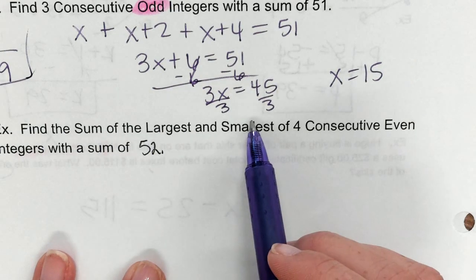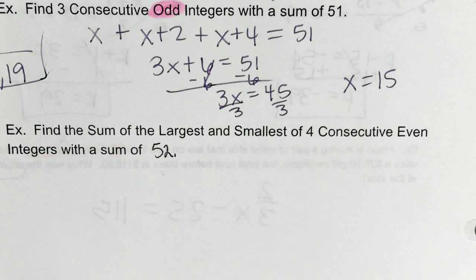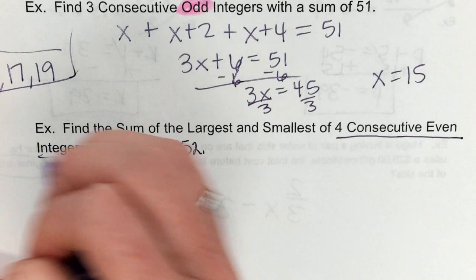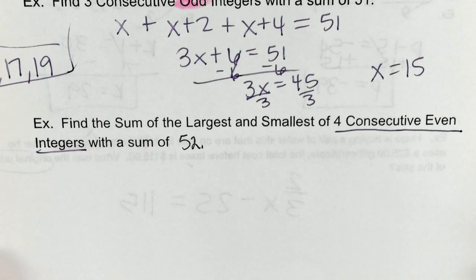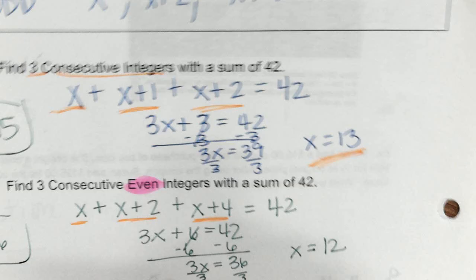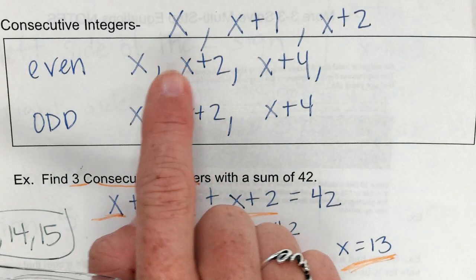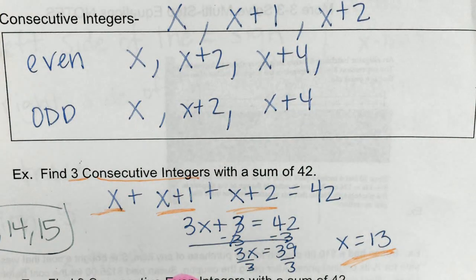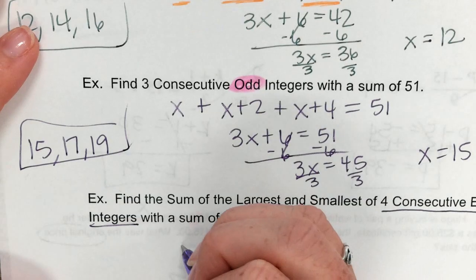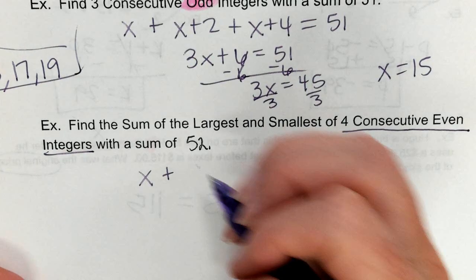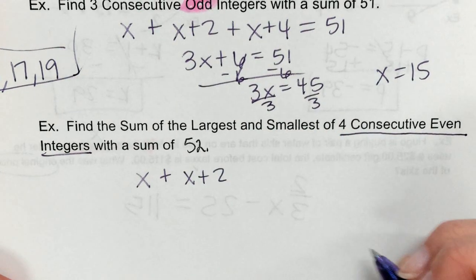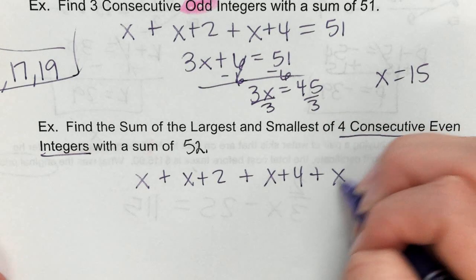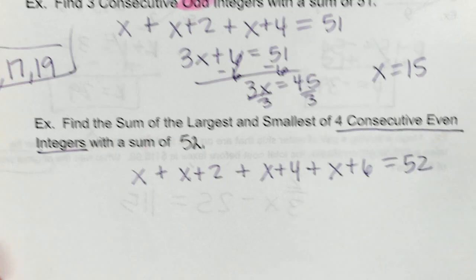Find the sum of the largest and smallest, so don't even worry about the question until you find the answers, of 4 consecutive even integers that add up to 52. So we're going to follow even, which is this one, yes? But I only did 3. I need 4. So it'd be x plus 2 plus x plus 4 plus x plus 6. Okay. So x, that's the first one. X plus 2, that's the second one. Plus x plus 4, that's the third one. I need one more. So x plus 6 has to equal 52.